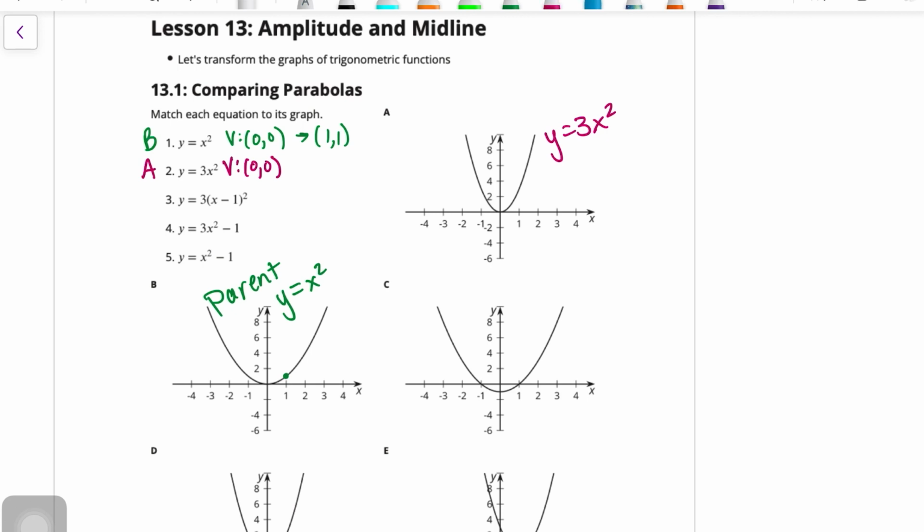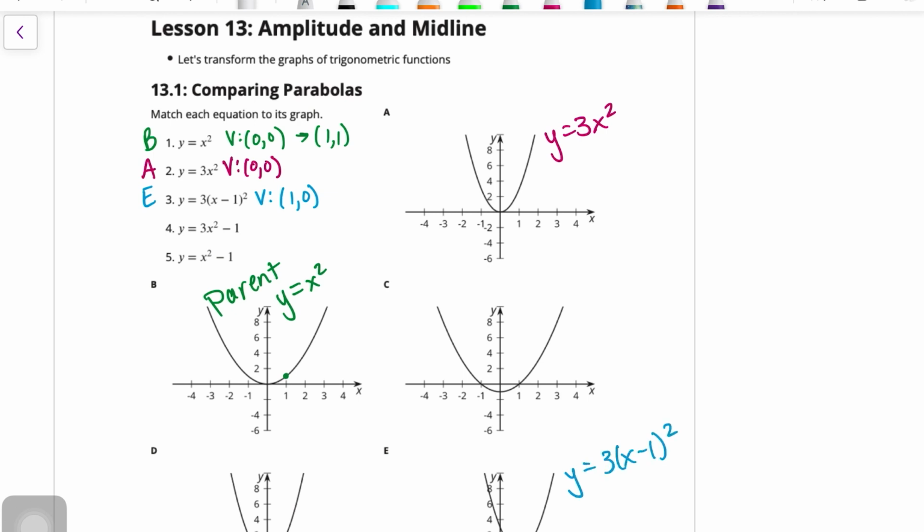And then for number 3, we know that we have a horizontal shift to the right 1 unit. So that's going to make our new vertex 1, 0. And we still have that stretching. So it's going to look similar to A, but be shifted to the right 1 unit. So that makes our answer E.